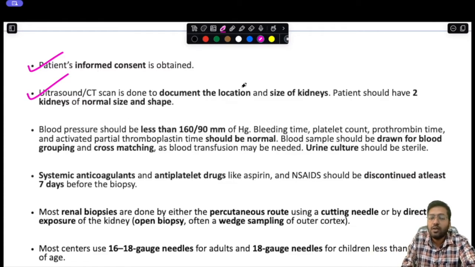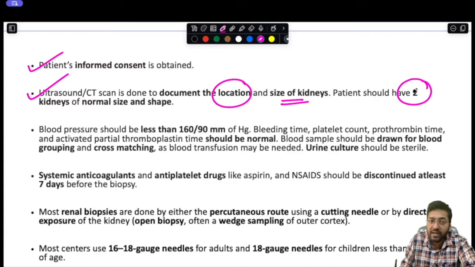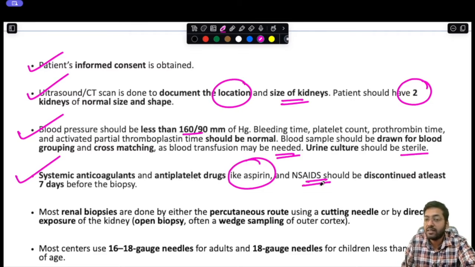USG or CT scan is done to document the location and the size of the kidneys. The patient should have 2 kidneys of normal size and shape. Blood pressure should be less than 160/90 mmHg. BT, CT, PT, platelet count, APTT should all be normal. A blood sample should be drawn for blood grouping and cross matching, as blood transfusion might be needed, and the urine culture should be completely sterile. Systemic anticoagulants and antiplatelets like aspirin and NSAIDs should be discontinued at least 7 days before the biopsy.